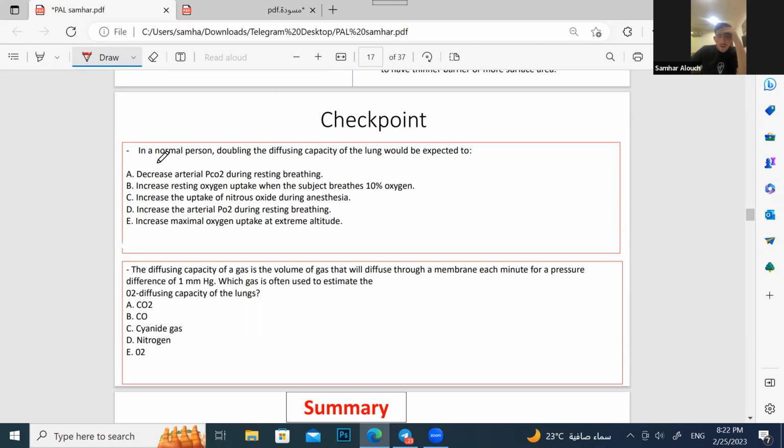Yeah, let's solve it. In a normal person, doubling the diffusing capacity of the lung, which is DL, would be expected to do what? Decrease arterial PCO2 in resting breathing, decrease resting oxygen uptake, increase the uptake of nitrous oxide during anesthesia, increase the arterial PO2 during resting breathing, or increase maximal oxygen uptake at extreme altitude. To be honest, this is a complicated question. If you really solve it, I'm proud.